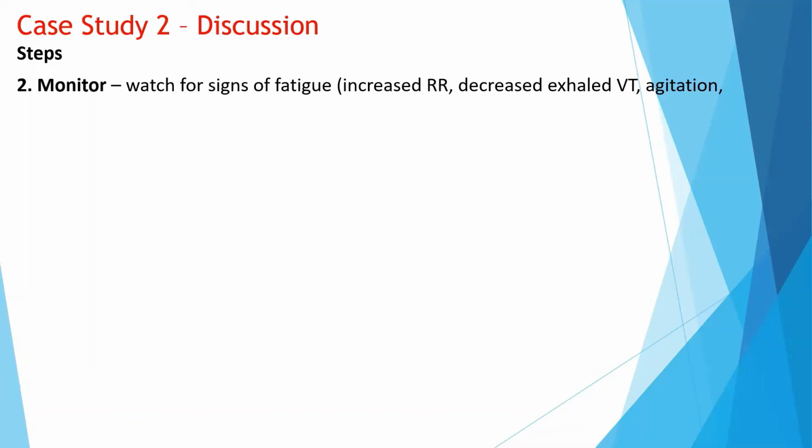The second thing to do would be to monitor. The attendant needs to watch for signs of fatigue. That would include an increased respiratory rate and a decreased exhaled tidal volume. The patient may seem agitated, the oxygen levels may drop, and the CO2 levels may rise. The patient can then continue to be weaned, and if the patient is doing well, the pressure support level can be reduced. Sometimes it's over a few hours, sometimes over many hours, sometimes even over a day as they tolerate it.